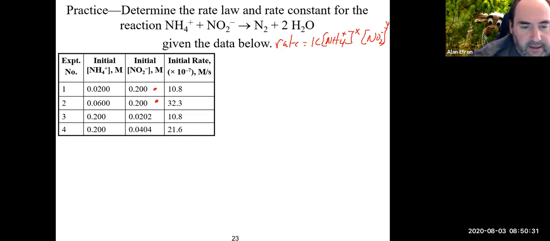So if we do 1 and 2 here, number 2 I'm going to put up on top since it has the larger rate, and that is 32.3 times 10 to the minus 7 equals K, and that is 0.06 to the X and 0.2 to the Y.